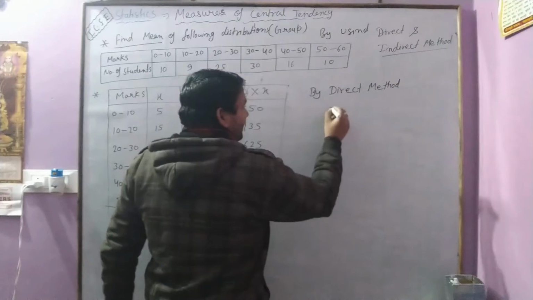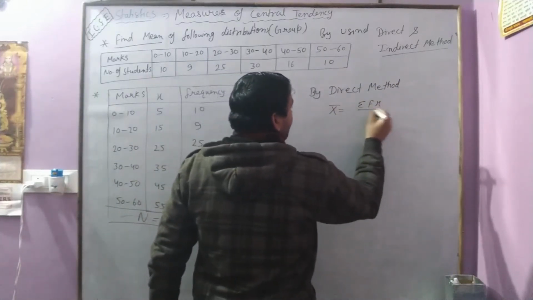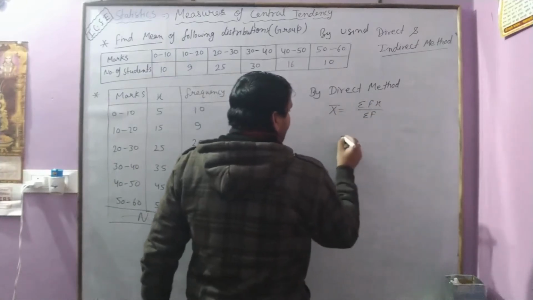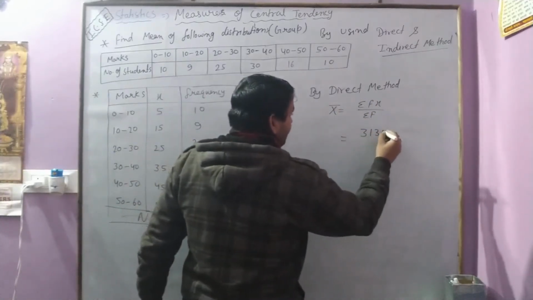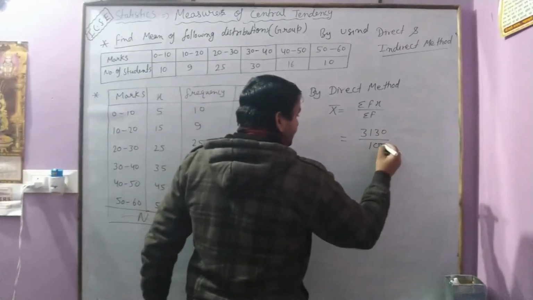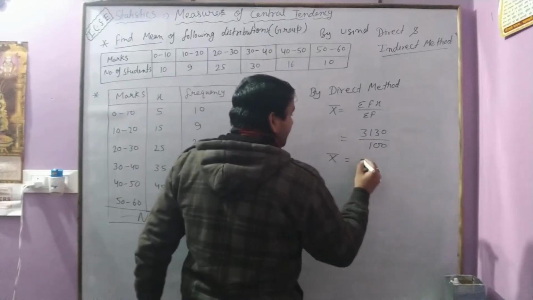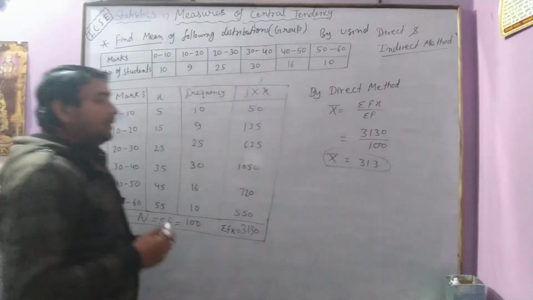Therefore, by direct method, okay, direct method formula for mean is summation fx upon summation f. This we have 3130 upon 100. That is mean is equal to 35.3. This is the mean of given data.